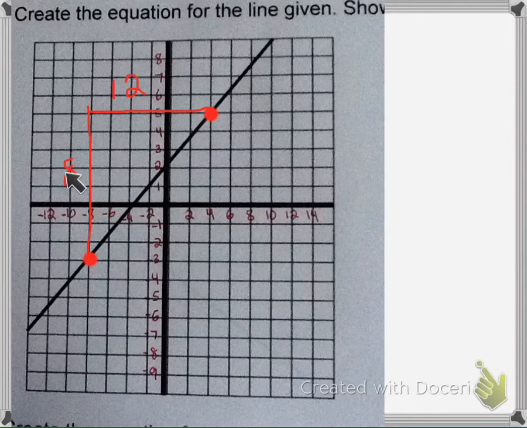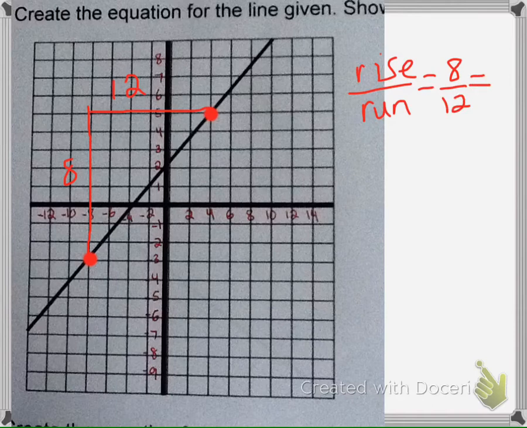And now I do rise divided by run. It's always rise divided by run. So 8 divided by 12. And I think I'm just going to keep my slope as 8 over 12 instead of turning it into 0.666666 because that's kind of annoying. So I'm going to keep it in simplest form and just keep 8 over 12 as my slope.